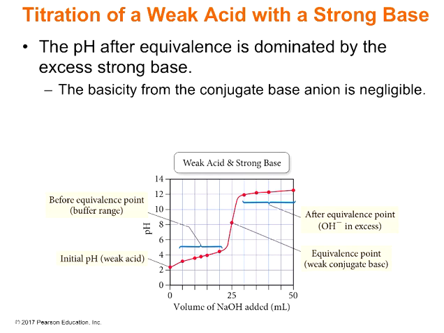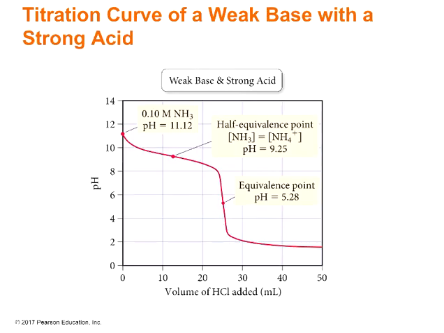And then the pH after the equivalence point is dominated by the excess strong base. In this case, we're going to use the strong base to determine the pH of the solution, not the conjugate base. So remember, there's two different bases here. There's the strong base and the conjugate base of the weak acid. The conjugate base of the weak acid isn't very strong, typically, and so the strong base is what's determining the pH. Any basicity from the conjugate base is negligible.